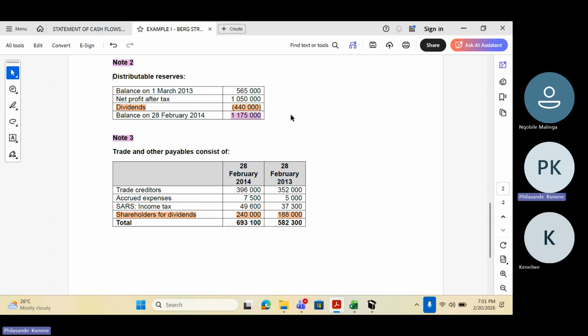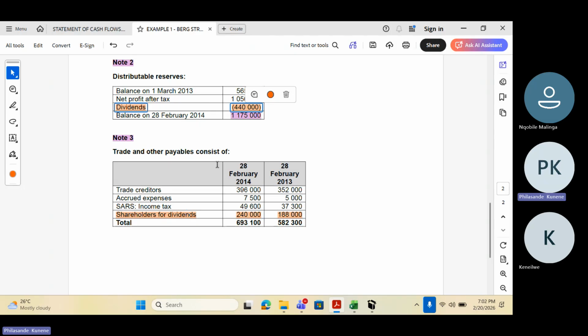Remember, guys, I wanted to ask if you're going to subtract the 188 from the retained income from the dividends. No, you're going to subtract 240 from 440,000. Yes, very good on that, because the reason why you're saying that is because in these dividends, we have interim plus final here. And we know very well that final will always be the same as the shareholders for dividends, which is the closing balance. So you're 100% correct on that.